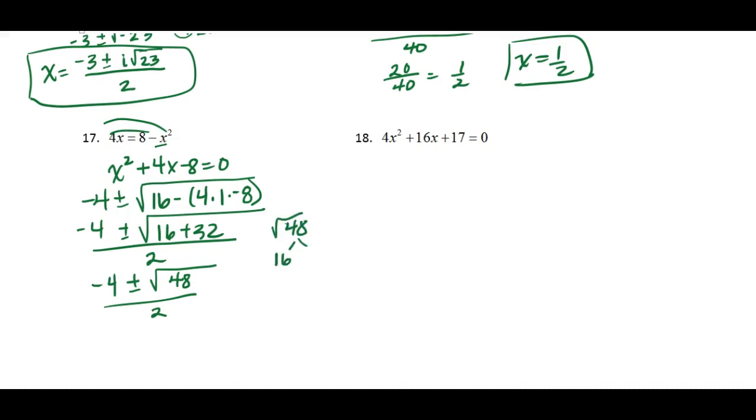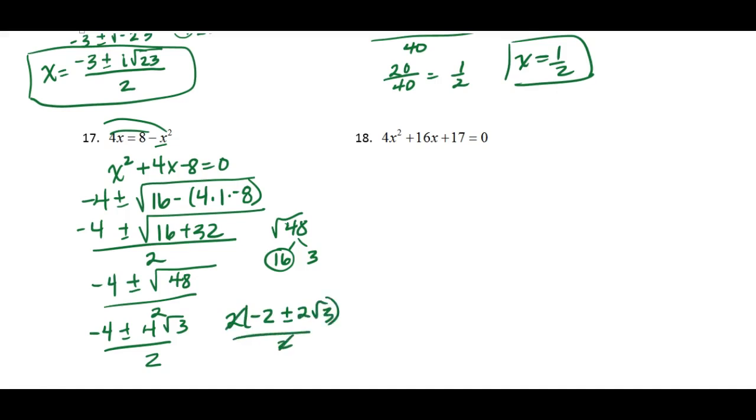That factors down to 16 times 3. Well, that's a perfect square. So negative 4 plus or minus 4 square roots of 3 over 2. Now, before you start crossing stuff out, you can factor a 2 out of each of these. And I have negative 2 plus or minus 2 square roots of 3 over 2. Then you can cancel them. So my x value will be negative 2 plus or minus 2 square roots of 3. Okay, so that got rid of our fraction.